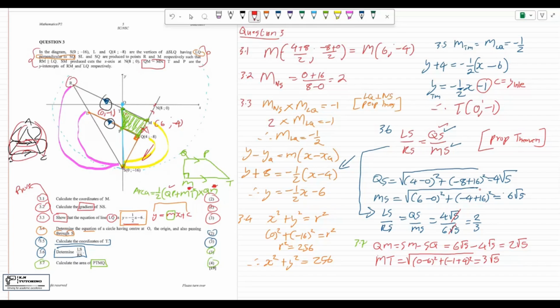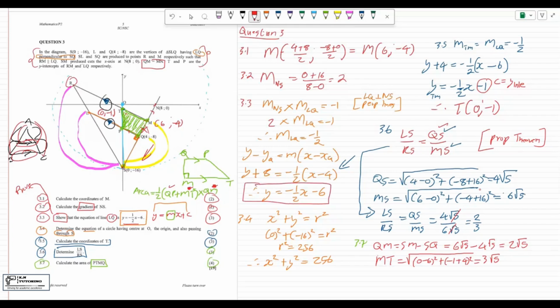QP, it's this side here. Now the problem with QP is that I don't have the coordinates of P, but I can find the coordinates of P because I already have an equation of line LQ. Remember, where is my LQ equation? It was in question 3.3. It's this one.